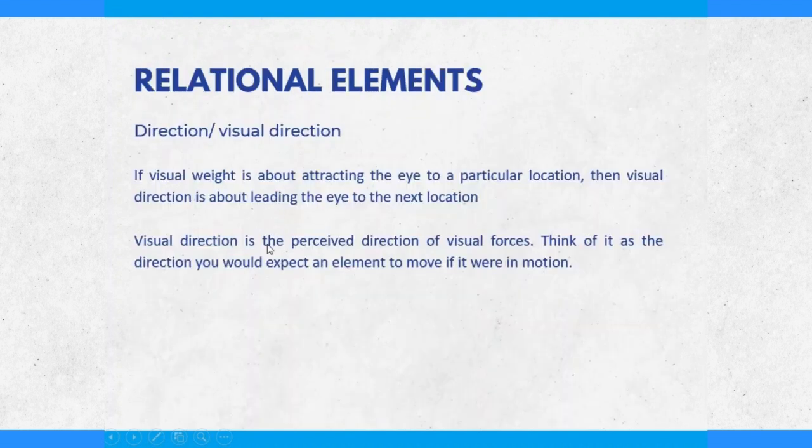And we also have what we call visual direction. When it comes to visual weight, you're talking about attracting the eye to a particular location. But with visual direction, you are basically leading the eye from one point to the other. So with visual direction, you have a perceived direction of the visual force. It's about you determining the direction of motion through your design.